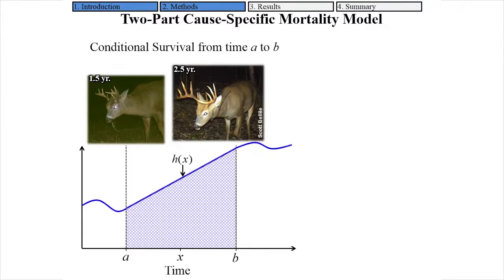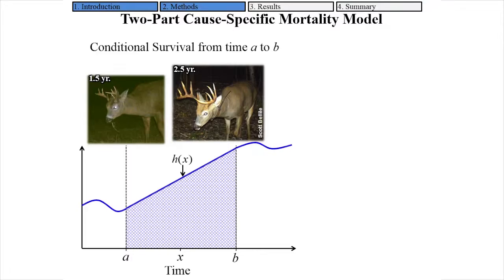A hazard is really nice, and I'll try to get into details of why it's nice working with a hazard, but specifically what we're looking at is, the first thing is conditional survival or mortality. So we go out and we capture deer at 1.5 years old. We don't want to make any inference towards what happened from birth to 1.5 years old, because obviously animals are dying that are never available to capture at that point in time. So we need to condition survival on the fact that if the animal was alive at A, what is the probability of it surviving to time B, which would be maybe 1 year in this example.